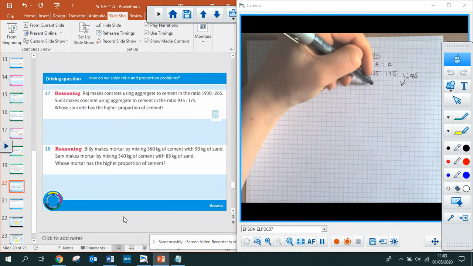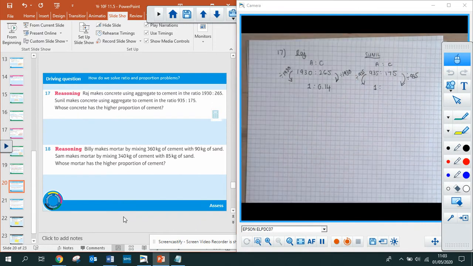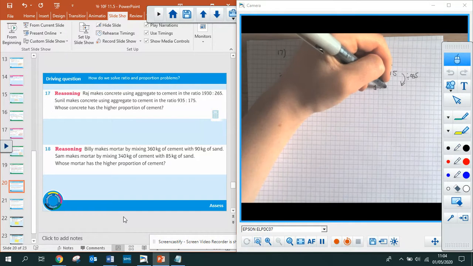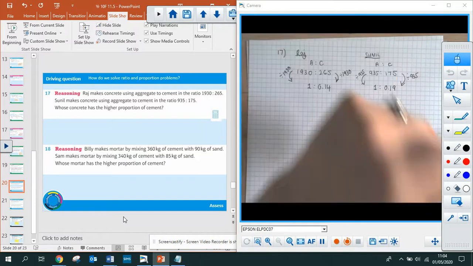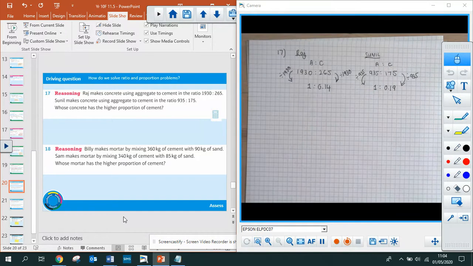This will give us 175 divided by 935, which is 0.1871658. Round that to 0.19 as we've done 2 decimal places. Okay, the 7 would round the 8 up to 9. So whose concrete has the higher proportion of cement?